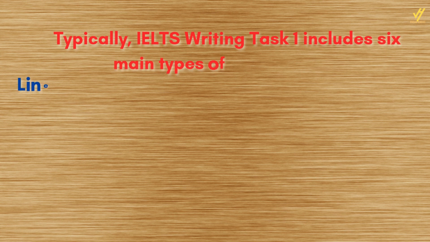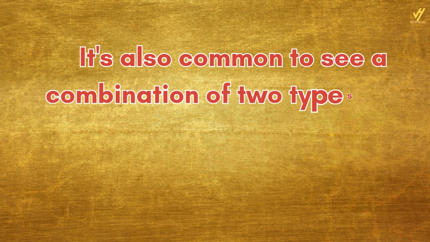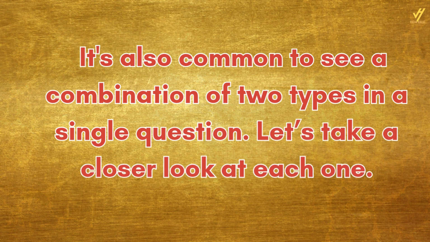Typically, IELTS Writing Task 1 includes 6 main types of visual data: line graphs, bar charts, pie charts, diagrams, tables, and maps. It's also common to see a combination of 2 types in a single question. Let's take a closer look at each one.